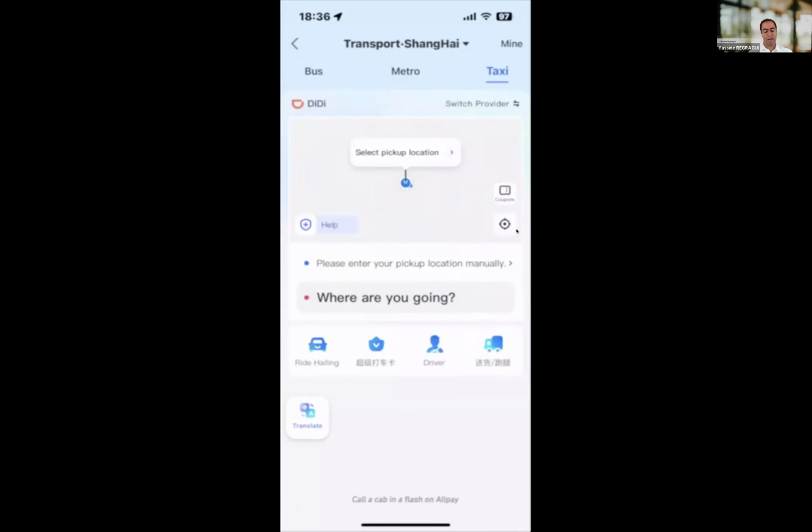And for the taxi, I can call a cab, and here the taxi is provided by Didi, and I can also change it.